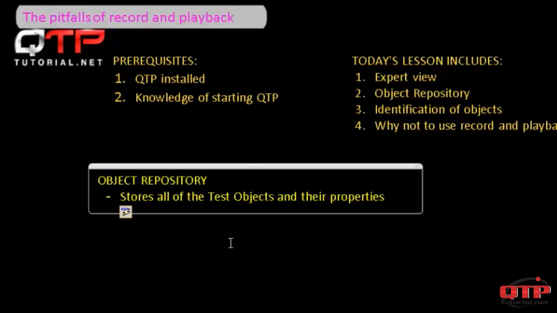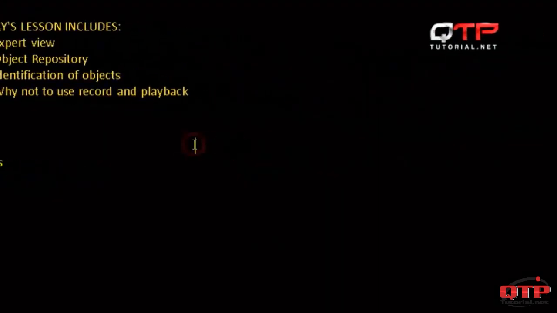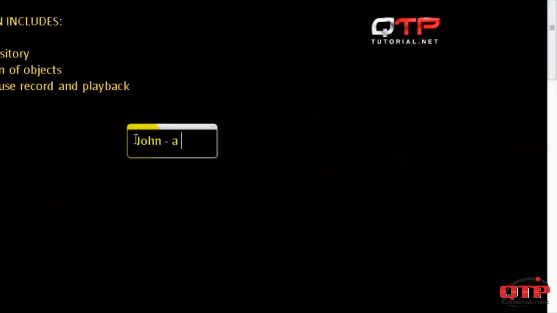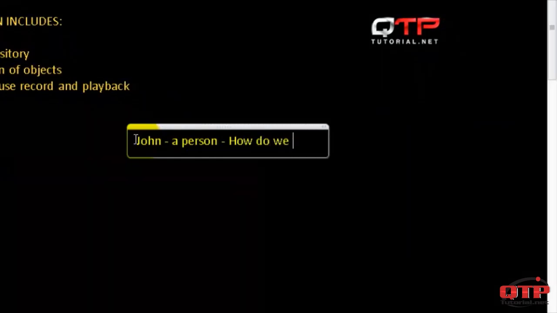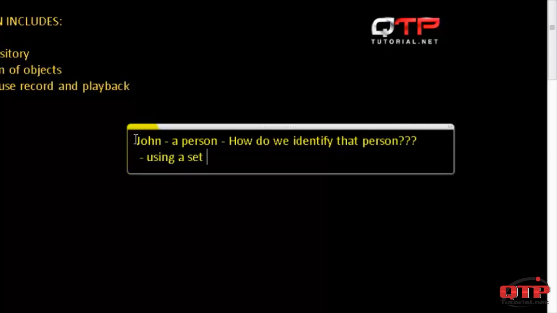So you have to identify John by a certain set of properties that he has, right? So for example, let's come over here and do this. John, a person. How do we identify him? Or, well, we don't even know that it's a him, right? We just know John as a person. How do we identify that person? Using a set of properties. So, what kind of properties can you use to identify John?